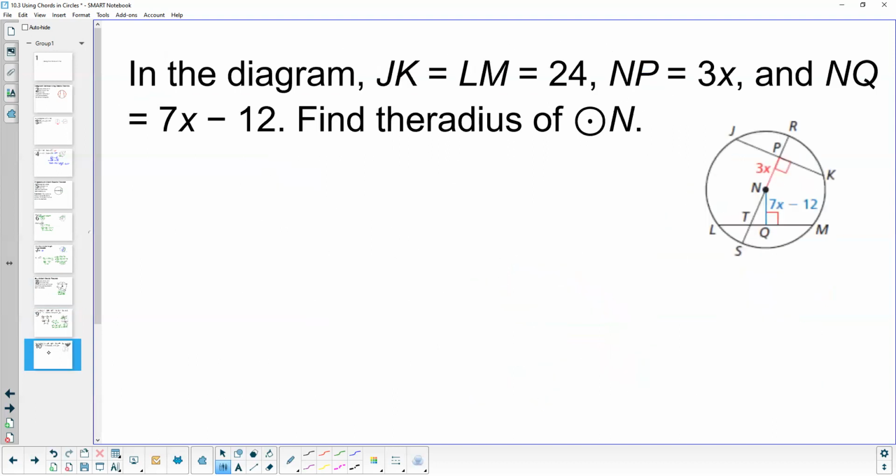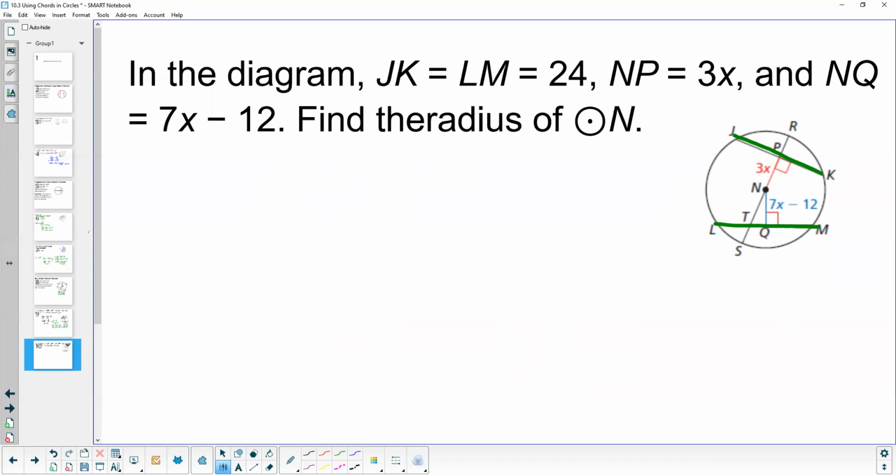Now let's take a look at one more question that's very similar, does the same sort of thing. So in this diagram, we know that JK is the same as LM, and they're both 24. Okay, so JK and LM are both of our chords here. And we know that they're both 24. So this is 24 and this is 24. Then we also know that NP right here is 3x, and we know that NQ is 7x minus 12. We want to figure out what the radius of circle N is.